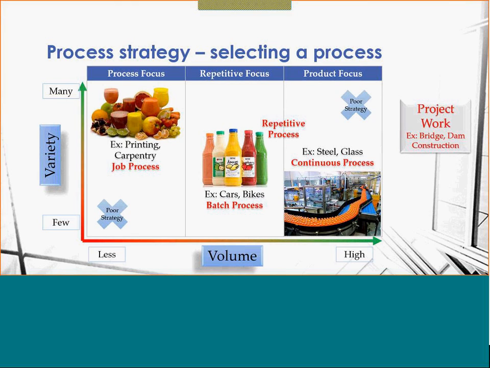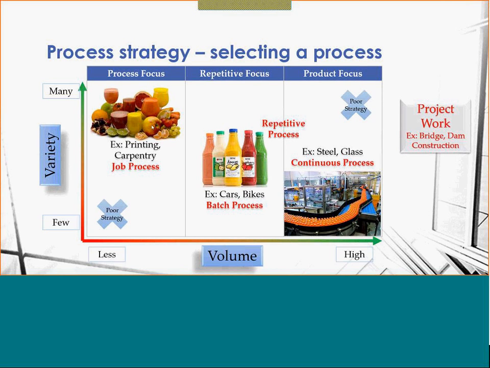Back. Process strategy, selecting a process. Take juice, the juice production process. When there is a lot of variety, in the top left corner you see a lot of variety. Whatever they want, they'll make it and give it to you. So they have to focus on the process of making it. How am I going to prepare all these different foods? How am I going to get ready? How to serve it? How am I going to prepare it? What all process to follow?